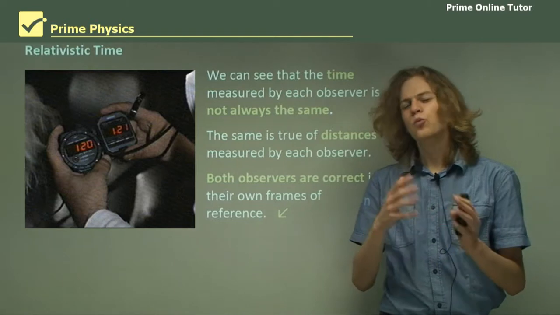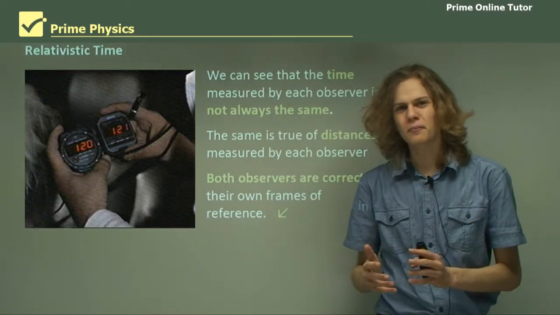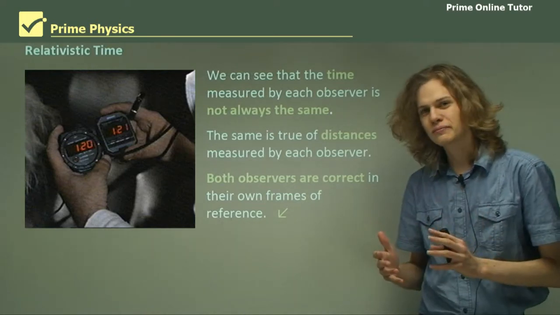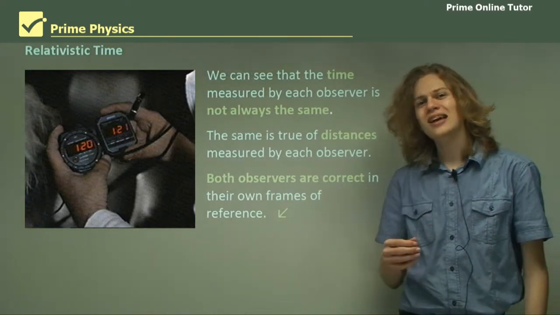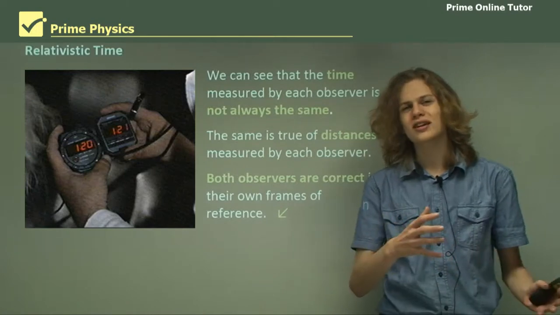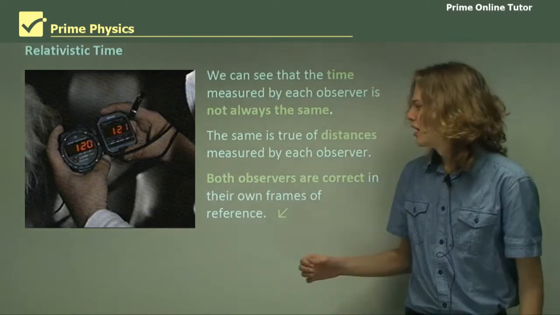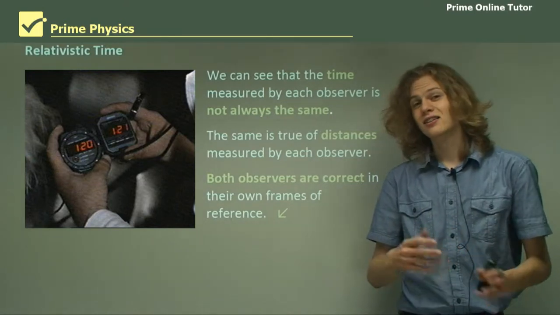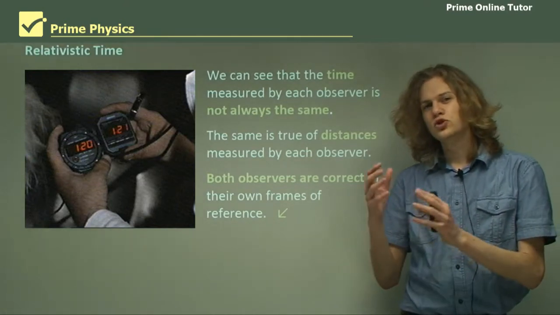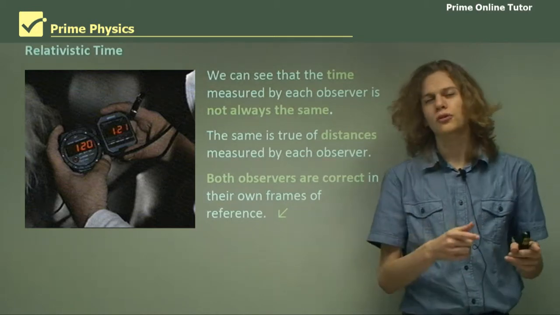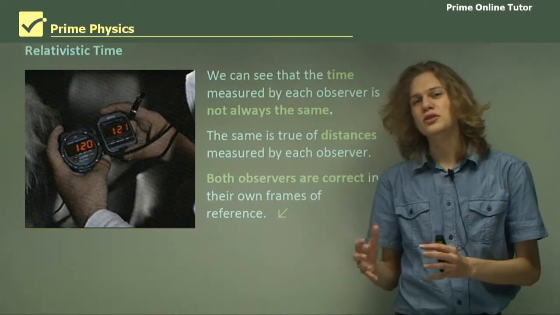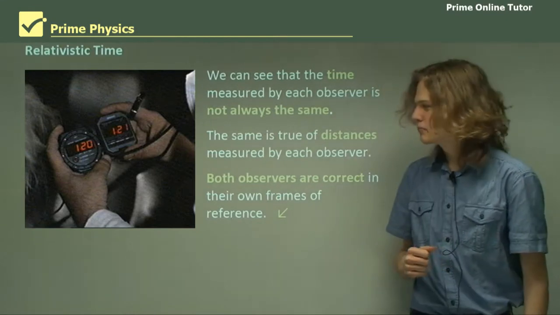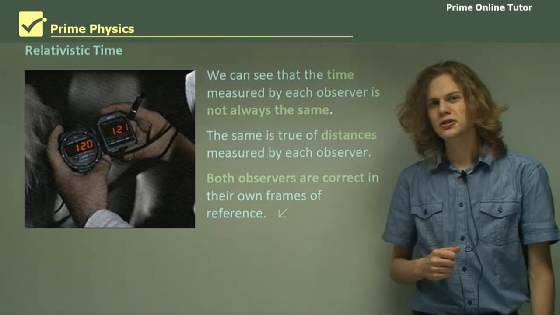But you can't say that one is more correct than the other. In fact, both observers are correct in their own frame of reference. It means that even if two observers always get different results, they'll always be correct in their own frame of reference. Just like in classical physics, two observers, one of which is moving relative to the other, might measure different speeds for a moving object. So that's the end of the theory. Let's go on to some questions to test your knowledge.